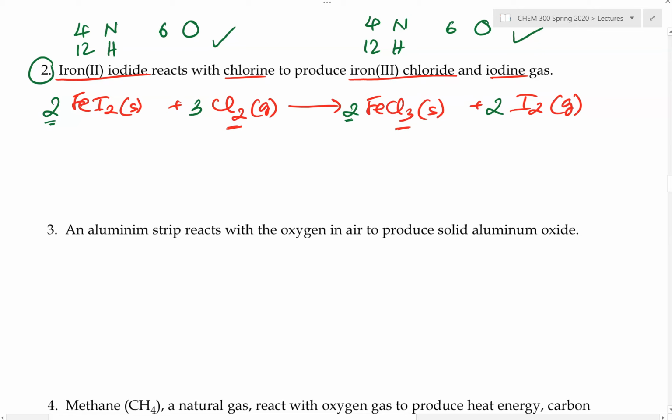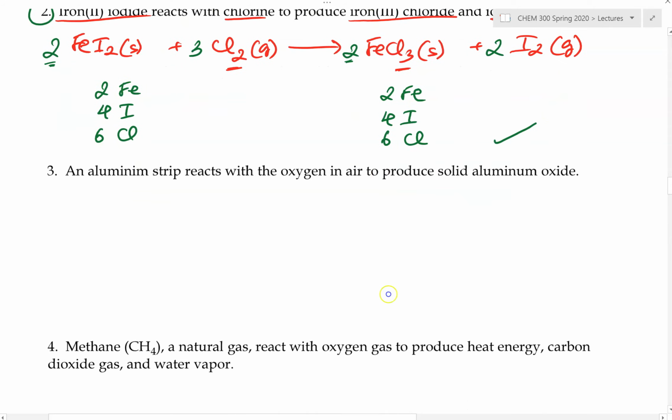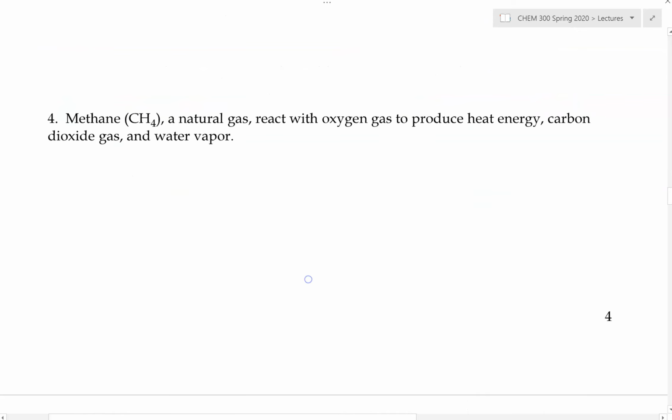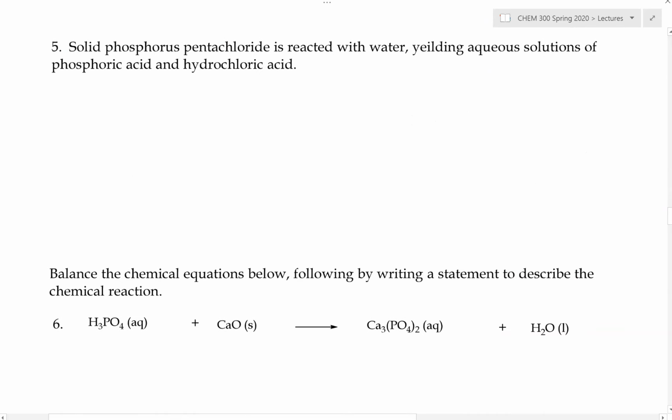And again, let's double check one more time. In this case, we have 2 iron, 4 iodine, and 6 chlorine. Those are the amounts of atoms that we have on the reactant side. On the product side, we have 2 iron, 6 chlorine, and 4 iodine. So the amounts seem to be the same. So now this chemical equation is correctly balanced. Okay, so please try this other problem on your own.